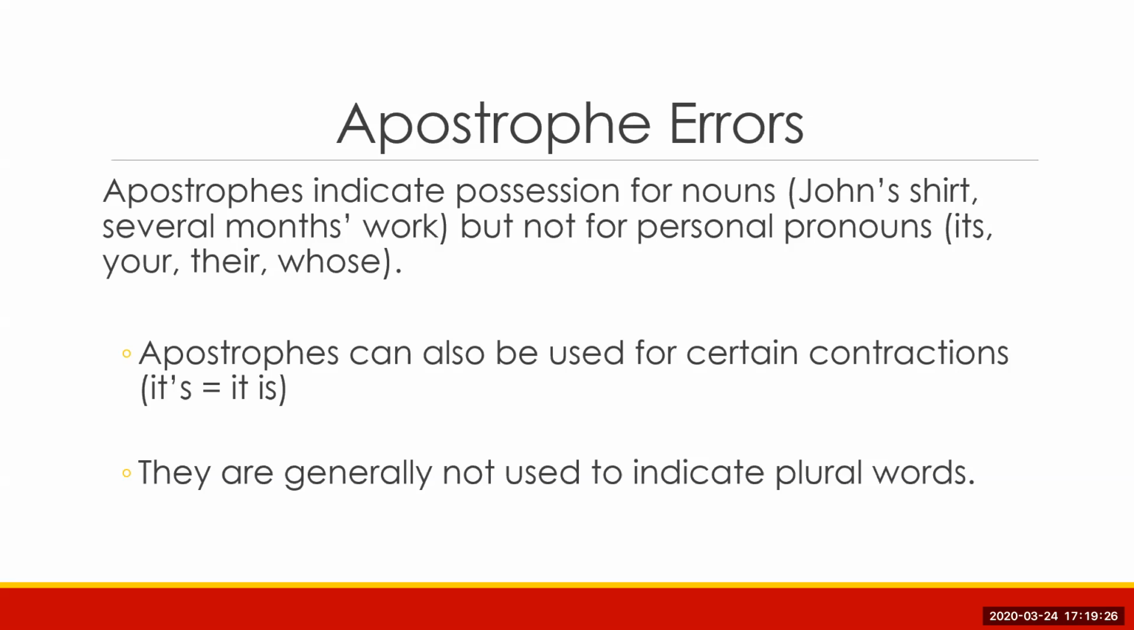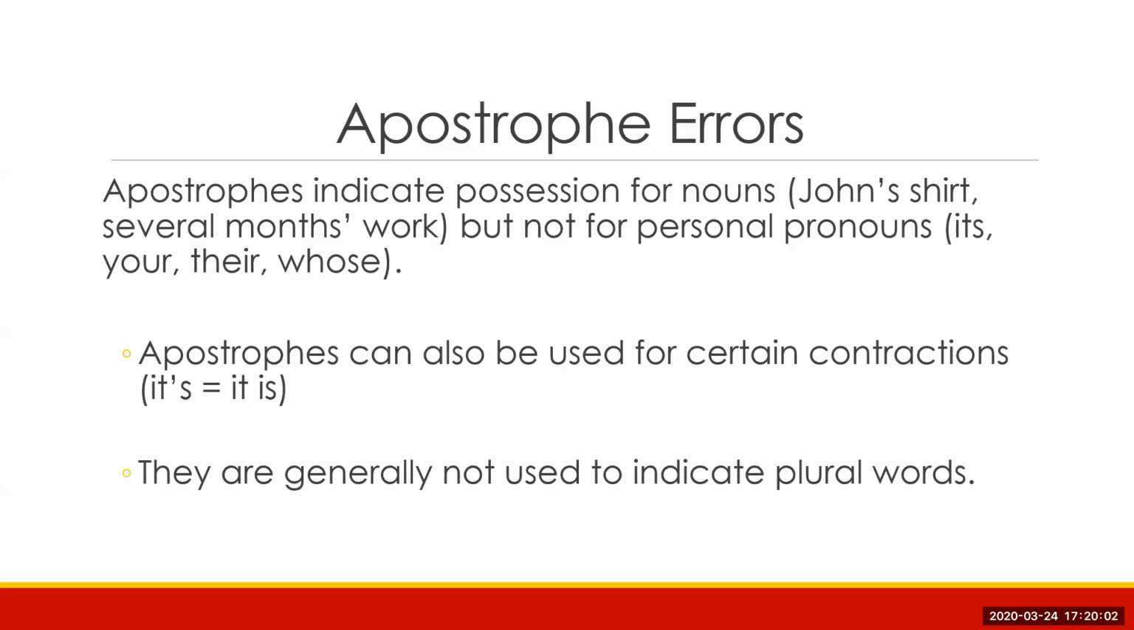You can also use apostrophes for certain contractions. In this case, it's is a way to use an apostrophe. It's is not showing possession. I find that sometimes students get confused with this. They think that it's with the apostrophe is showing possession. It isn't. It's a contraction of it is. So that's another way to use apostrophes. So like I said, there's generally 2 main rules for apostrophe usage, possession of nouns and contractions.